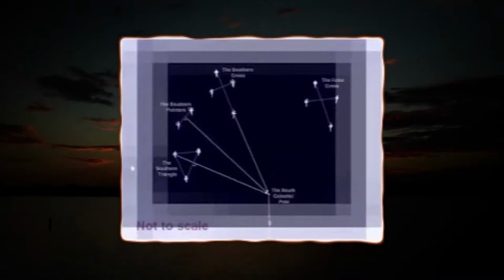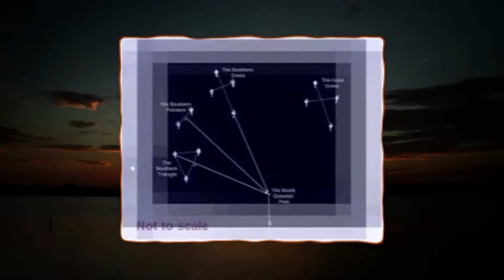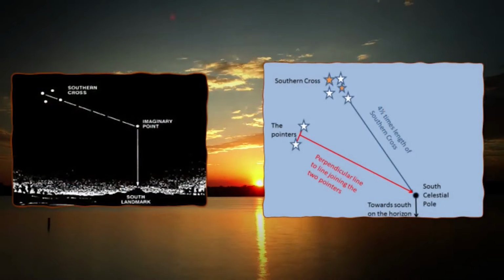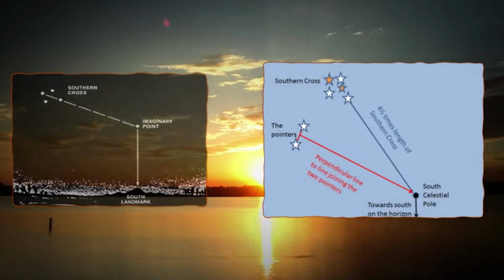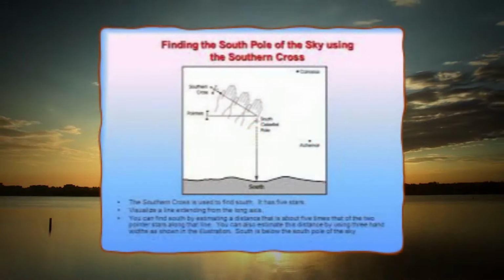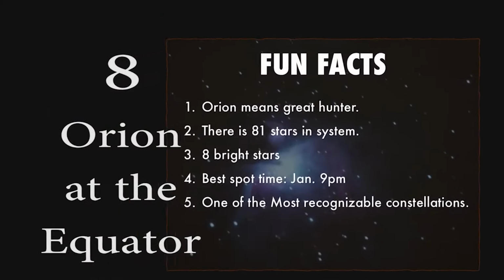Then make another mark which is 5 times the length of this. Hold it up in the air and line it up with the 2 stars, and at the last mark you made, draw an imaginary line to a point on the ground, and this will point in the direction of true south. Number 8. Using Orion's belt at the equator.